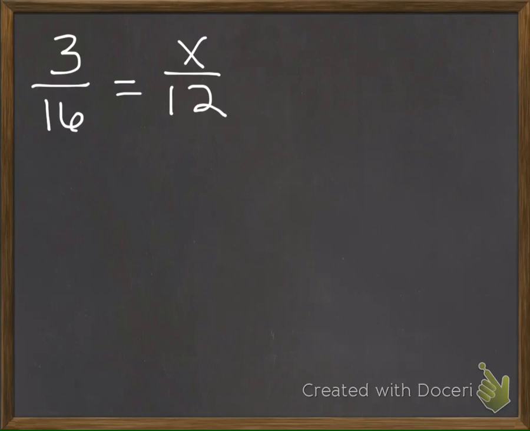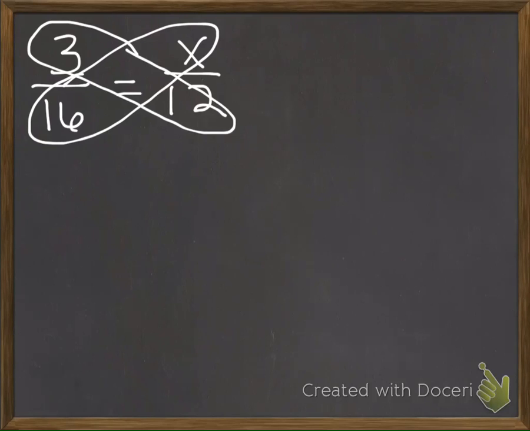All right, let's start with number 14 on page 127. 3 over 16 equals x over 12. All right, in cross products, you do exactly what it says. You cross multiply. You can circle it if that works better for you, or you can just draw a cross. Either way, as long as you're multiplying diagonally, you're good to go.